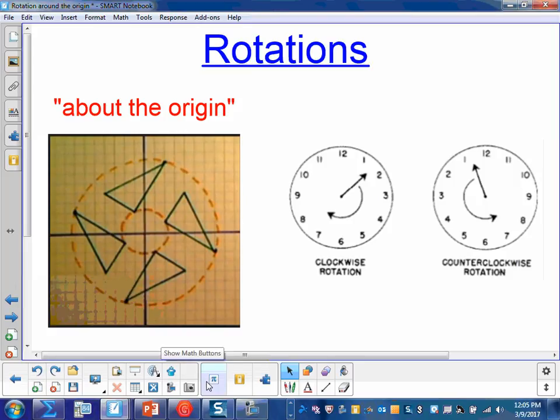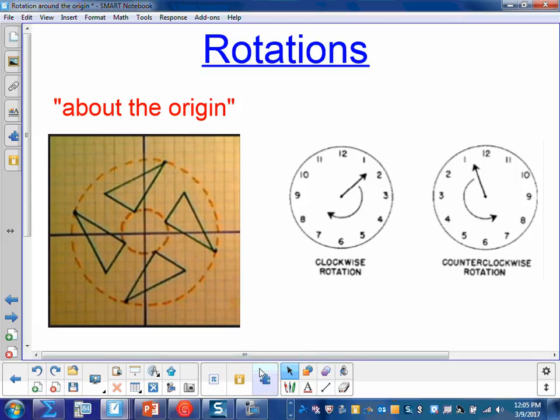Today we'll be performing rotations on the coordinate plane, and we'll be rotating geometric figures around the origin. So the point of rotation will be the origin. So we'll be going around the origin. But when we're referring to rotations, we call that about the origin. So we'll be rotating geometric figures about the origin.